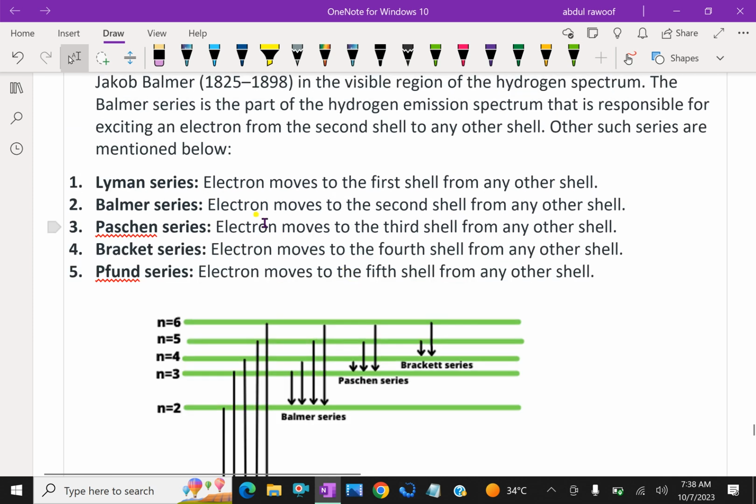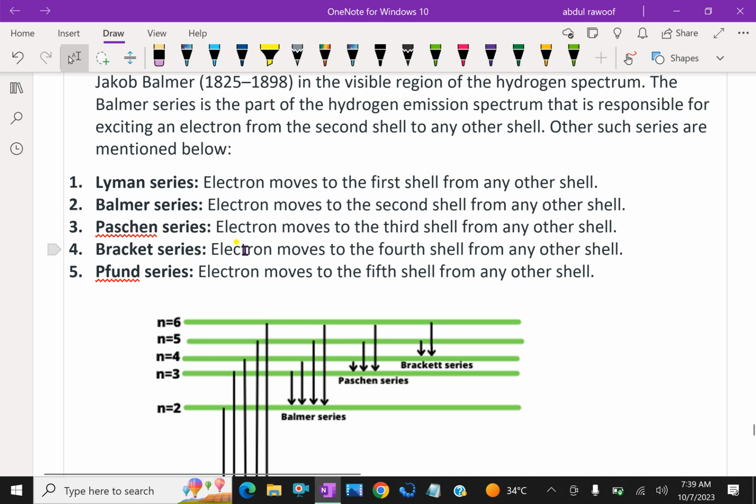There are some series mentioned below. Here, the Lyman series is when the electron moves to the first shell from any other shell. Balmer series: the electron moves to the second shell from any other higher shells.